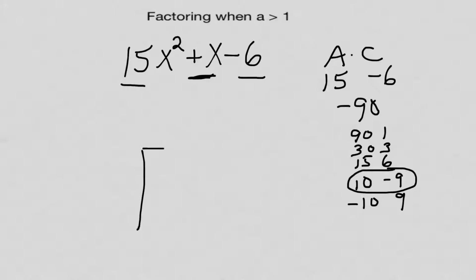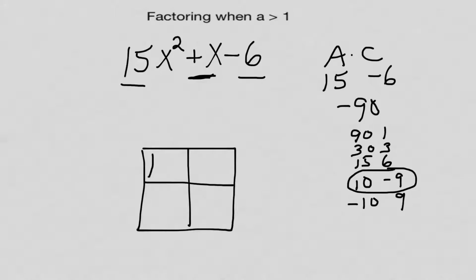We draw our box. We bring down the numbers from the trinomial above. We bring down the 15x squared, put it in the upper left-hand corner. We bring down the -6, put it in the lower right-hand corner. Now, our set over here, it really doesn't matter where we put them. It's still going to work out. We put it in here along with the variable. So we put +10 times the x, -9 times the x. One of the things I've seen on tests is people forget to put the x's in there.